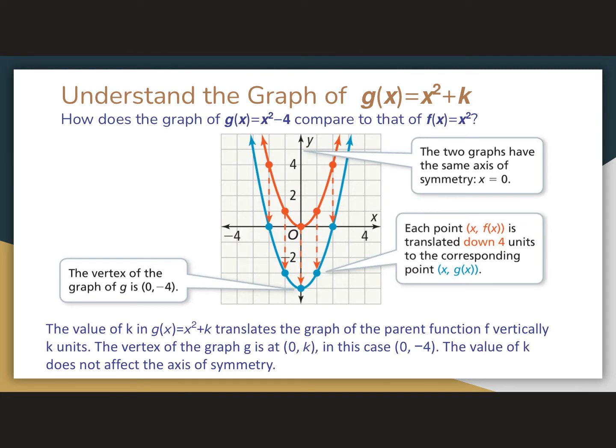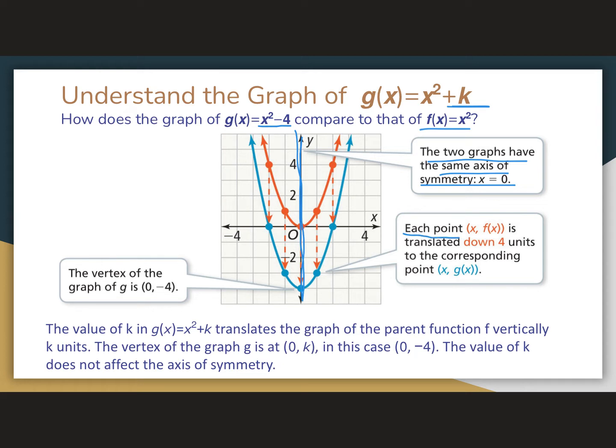So, first thing we do is understand the graph of g of x equals x squared plus k. So basically what happens when I add something to my graph. We have the graph x squared minus 4, and we're looking at how it compares with f of x, which is just x squared. You can see the two graphs have the same axis of symmetry. Remember, that was one of our things. We have our axis of symmetry right here.